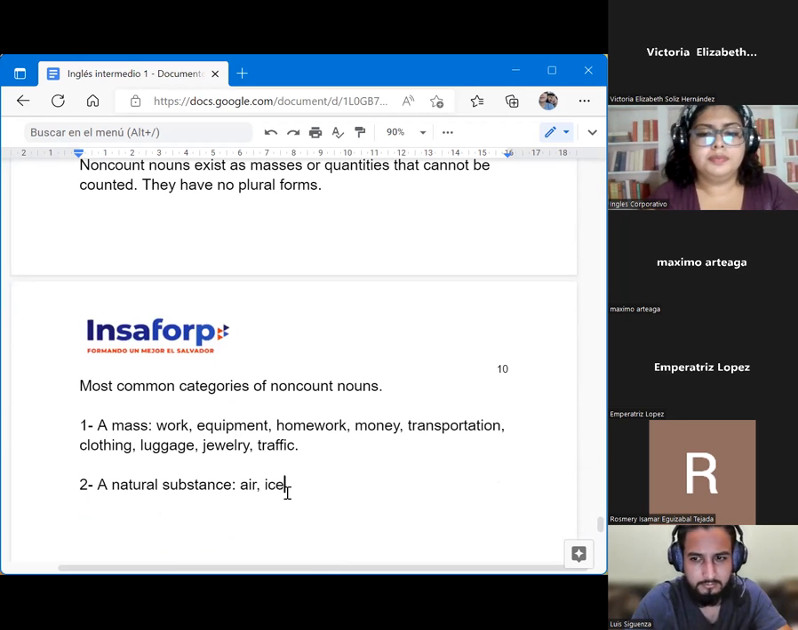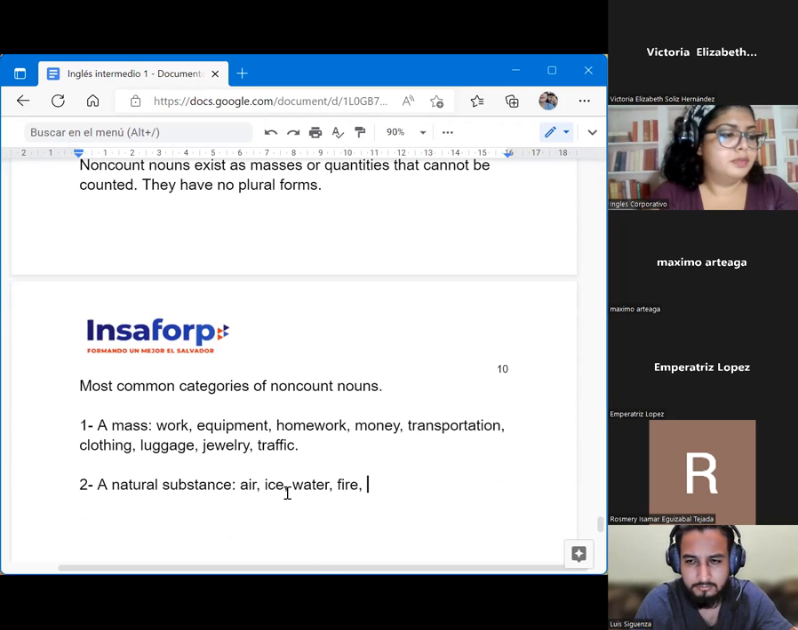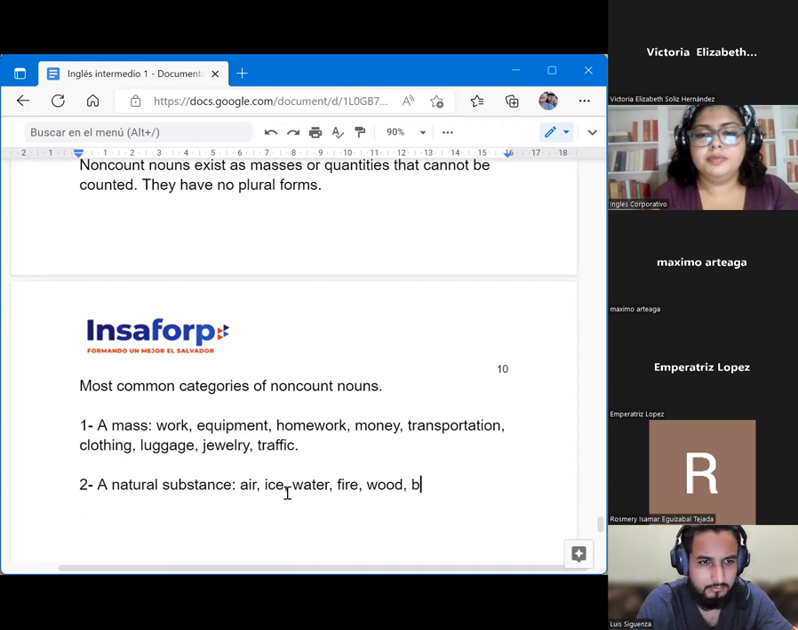Substance. Ice. Water. Fire, wood, lawn, hair, gold, and silver.